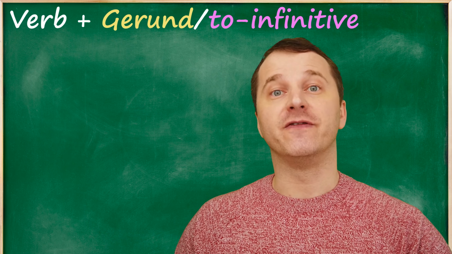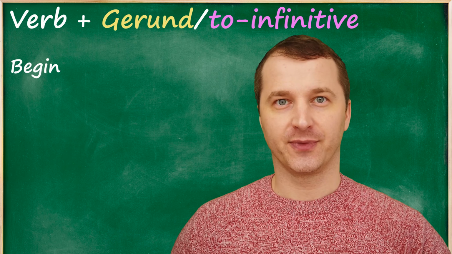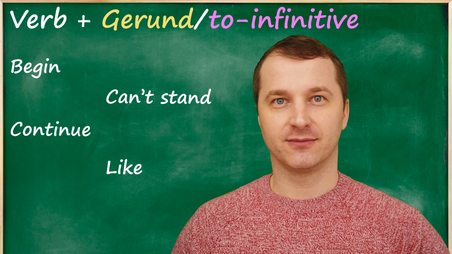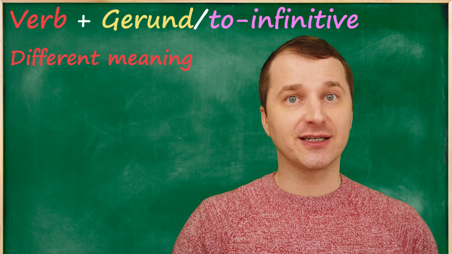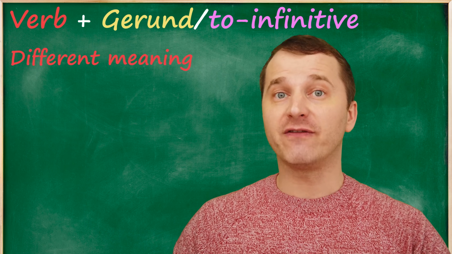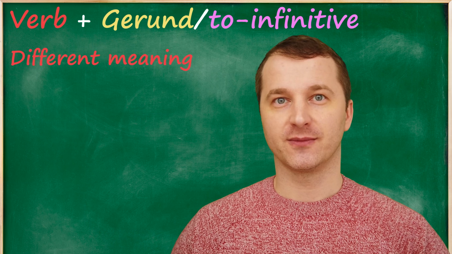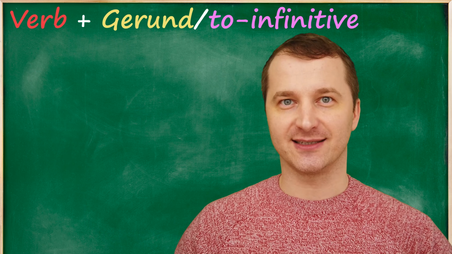Other verbs that can be followed by both gerunds and infinitives are begin, can't stand, continue, like, prefer. Finally, let's talk about the last category, which I think is the most important one. This group covers verbs that can be followed by a gerund or an infinitive. However, they have a very different meaning depending on which form you use. Let's look at the first verb, which was already mentioned at the beginning of this lesson.